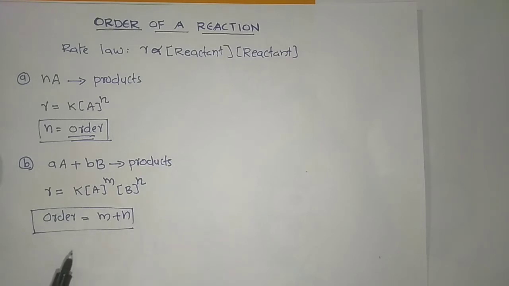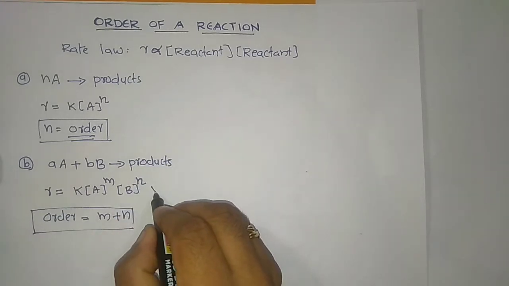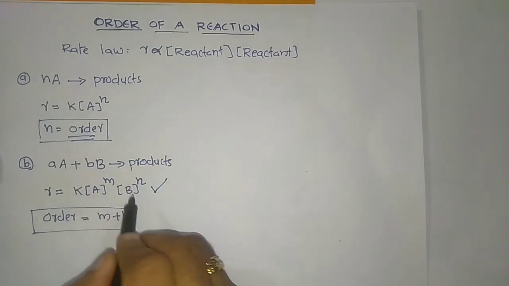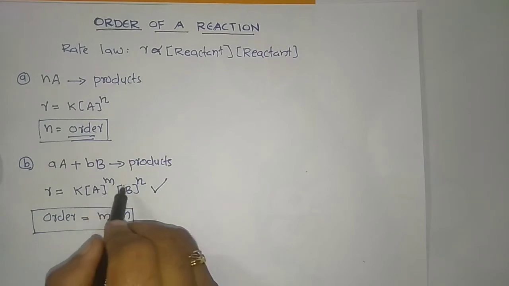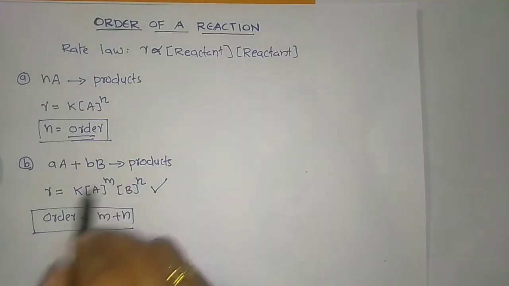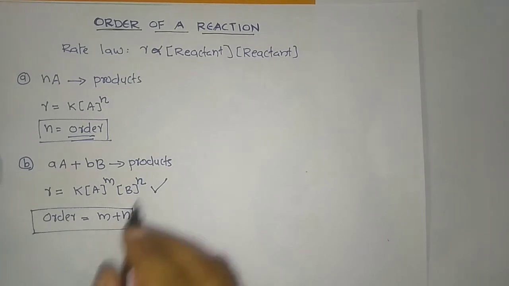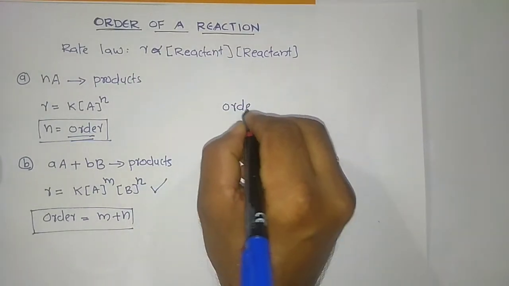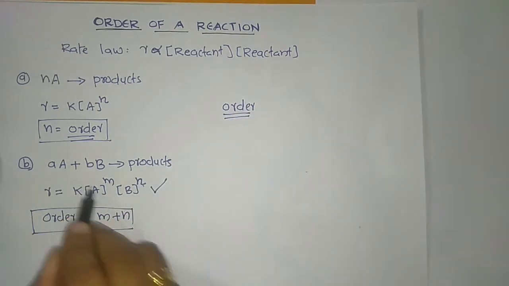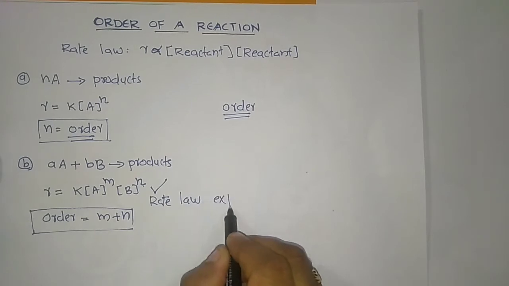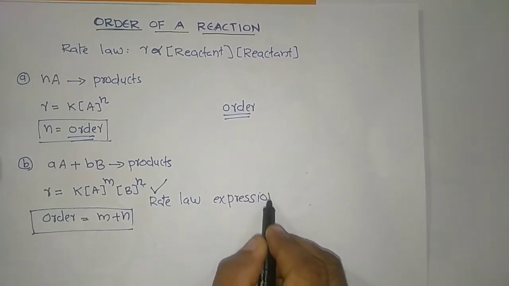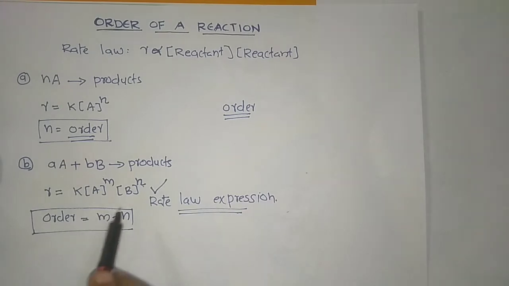First we consider the rate law expression. Then m and n are the powers raised in the rate law expression. So order is equal to m plus n. So what is order? Order is the sum of powers raised in a rate law expression.